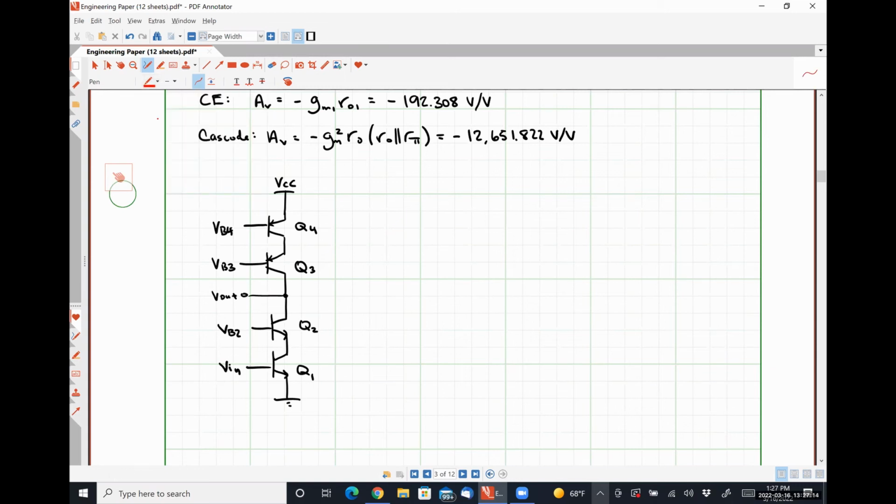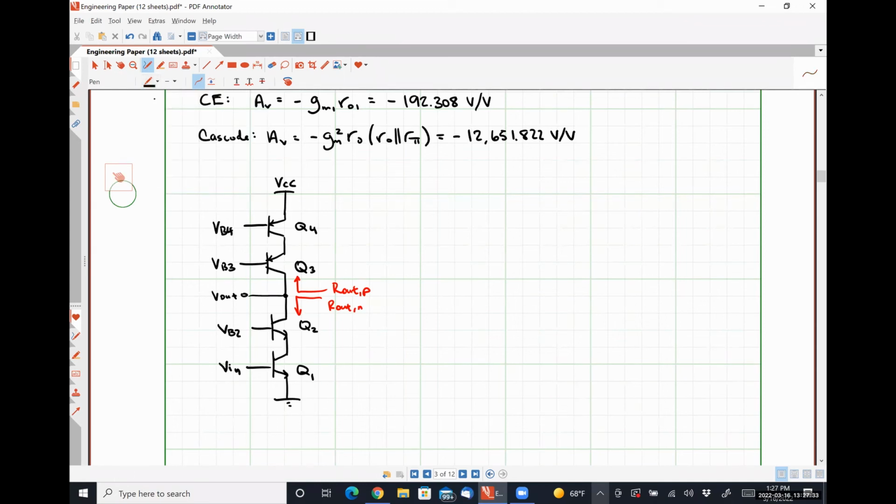So let's call this resistance R out P, and the resistance looking down, R out N.